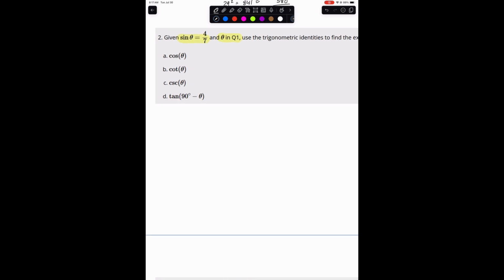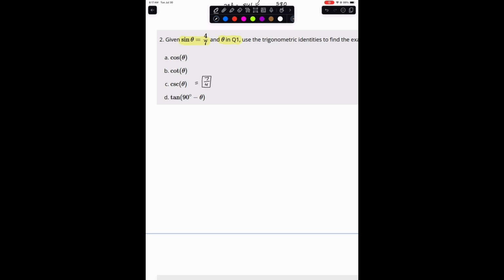The first thing we can do right away is solve cosecant. For cosecant, you just take the reciprocal of sine, so you flip the numerator and the denominator, and you get 7 over 4.